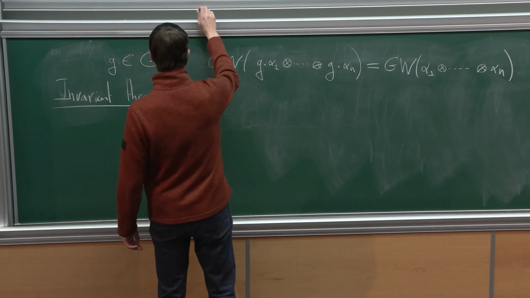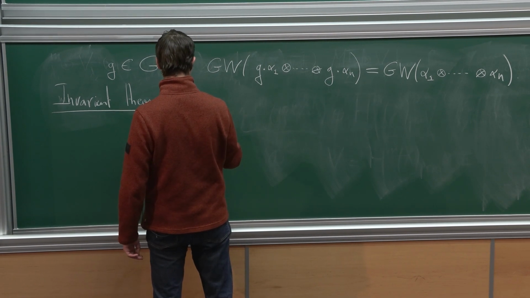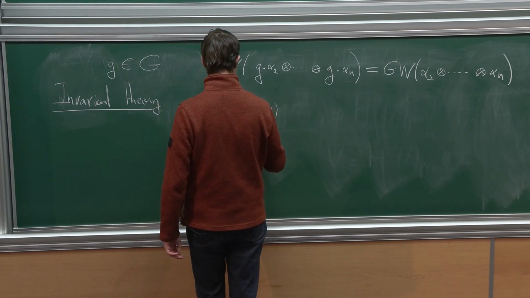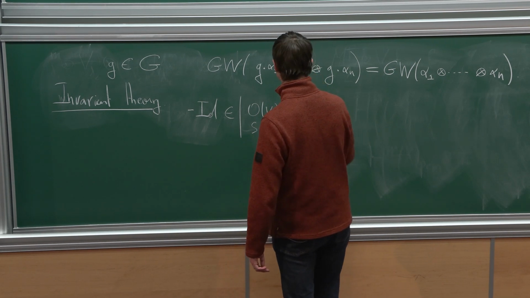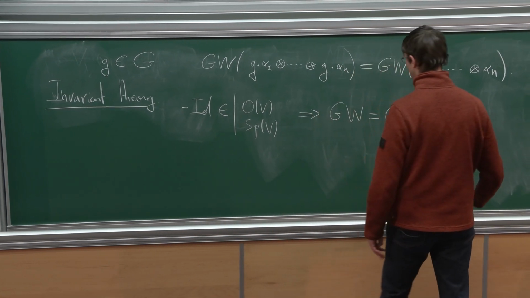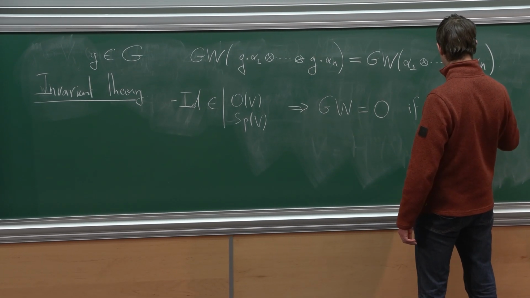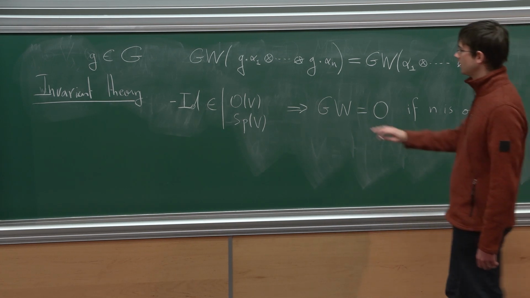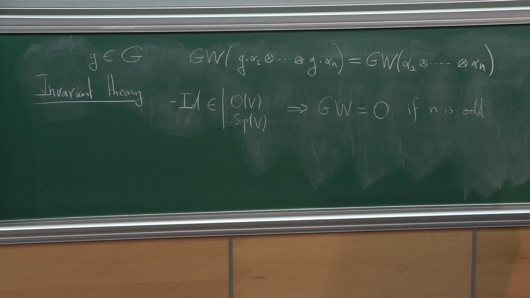So, as was already mentioned yesterday by Hülya, first of all, minus identity is inside the orthogonal or symplectic group. So automatically it implies that this Gromov-Witten invariant is 0 if n is odd. Because you can just flip the sign of all the alpha_i, you have a global sign which is (-1)^n, and so you get this vanishing.